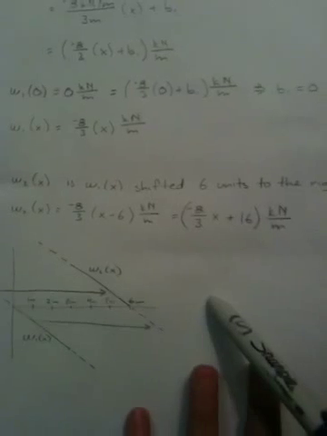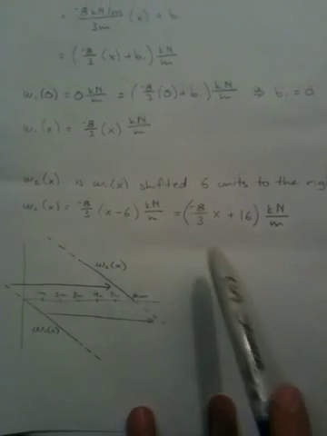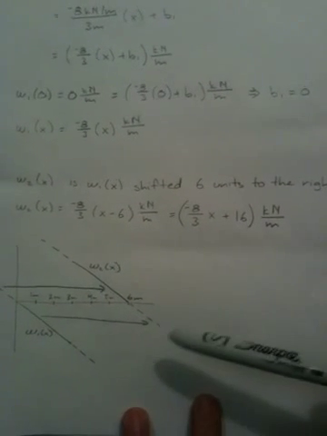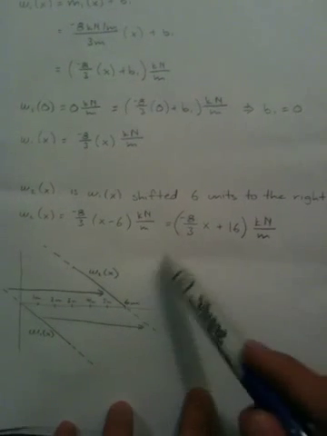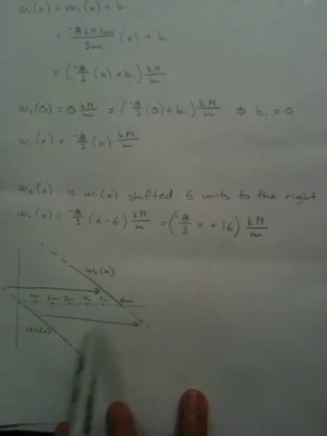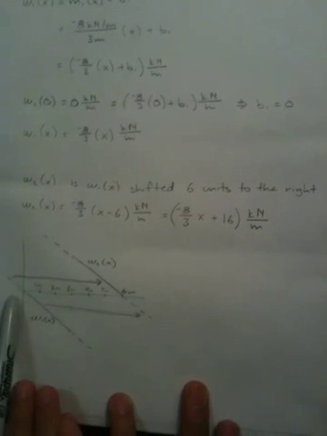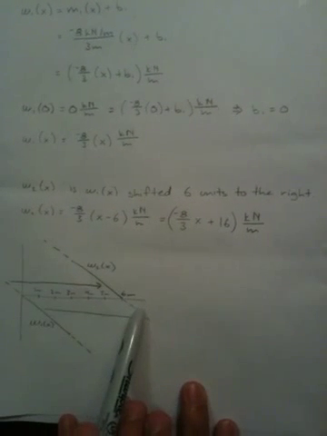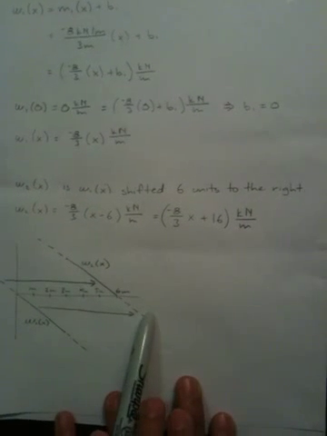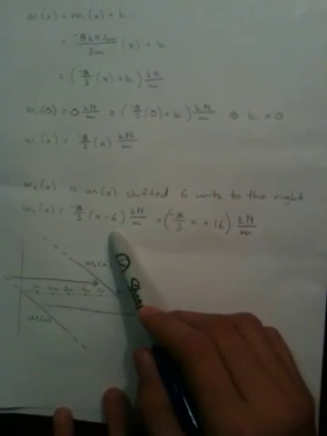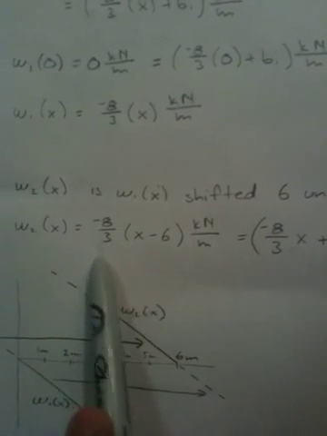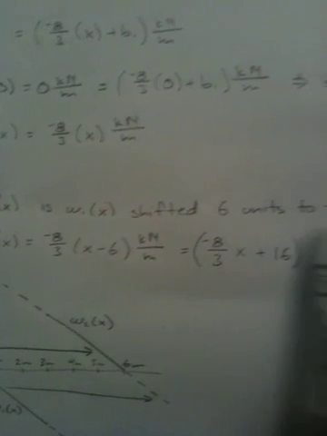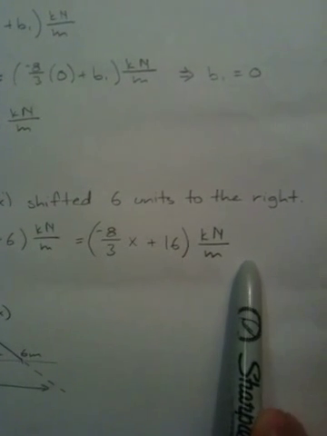Similarly, we find the equation for the load on the right, and here we just use some common sense to figure out that the load on the right is actually the load on the left shifted by 6 meters to the right, and we account for that by including this factor of negative 6 in the equation, which finally yields this as the equation for the distributed load on the right.